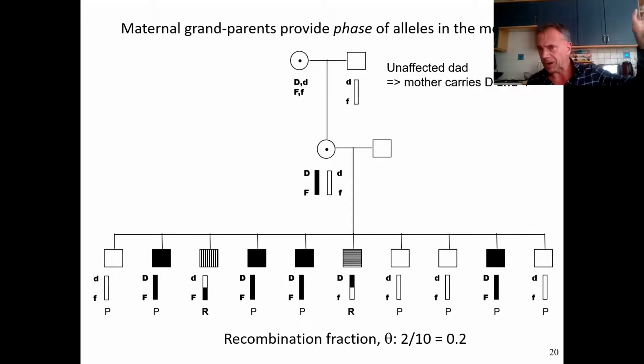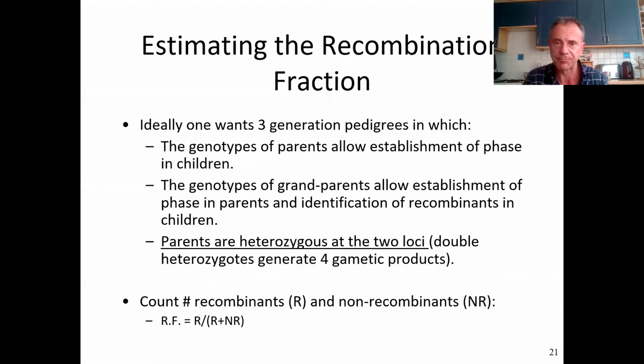If they were a long, long way apart, we'd expect the recombination fraction to be close to 0.5. If they're very, very close together, we won't expect to see any recombination, so it should be much less than that.